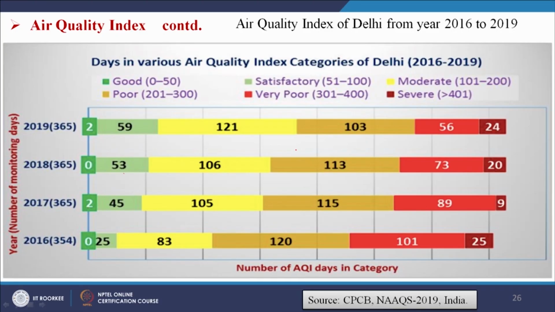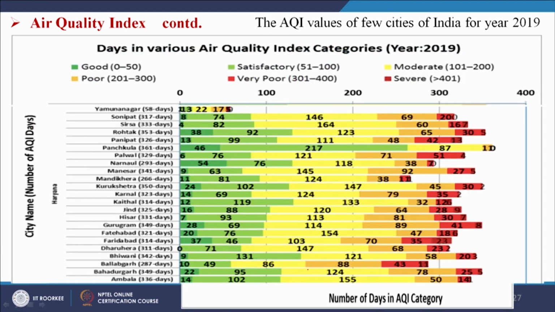So, what we can see here is that since 2016, at least 50% of the time the air quality is not good and it is in the poor and very poor category. This slide shows us the air quality index values of a few cities of India for the year 2019. So, here different cities are given, and out of 365 days, how many days of different air quality are shown. So, it is very clear that with respect to Delhi, in these places there are more days when the air quality index is good, so the air quality is better.